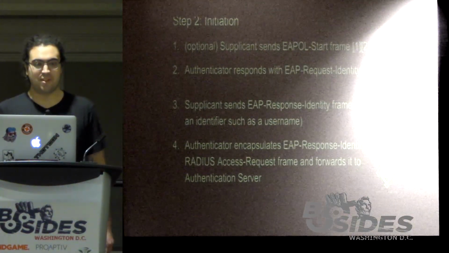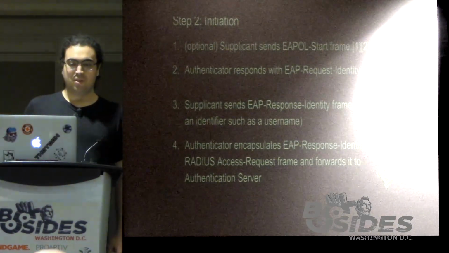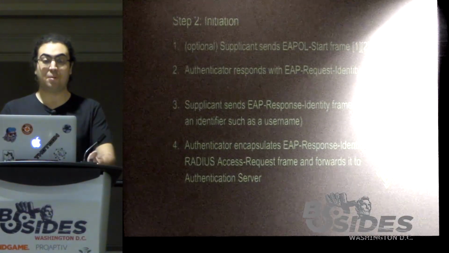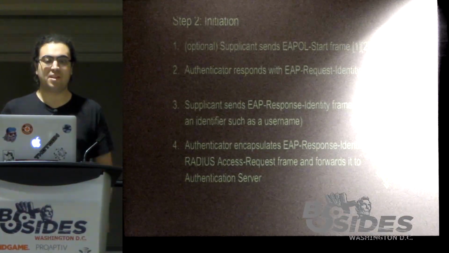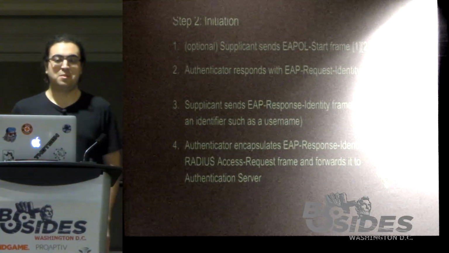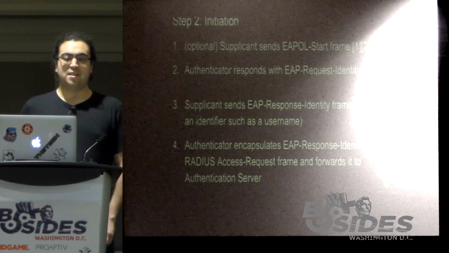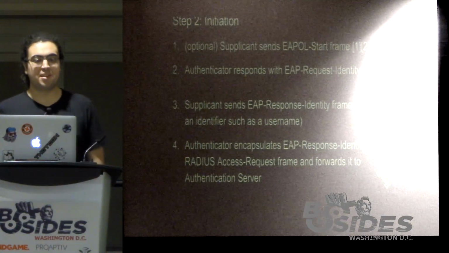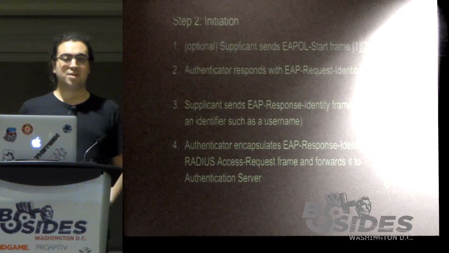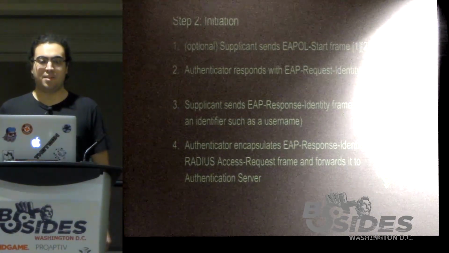Once that happens, we proceed to initiation, in which we're initiating the authentication process. The first step, which is optional, is that the supplicant is going to send an EAPOL start frame. What this frame is doing is saying, hey, I want to authenticate. The authenticator is going to respond with an EAP request identity frame, and that's basically asking the supplicant, hey, who are you? Give me a username or something. The supplicant is going to send the EAP response identity frame in response to that, containing an identifier, usually a username, and the authenticator is going to encapsulate that EAP response identity in something that the authentication server can understand. So it's going to encapsulate it in a Radius access request frame and forward that off to the authentication server.